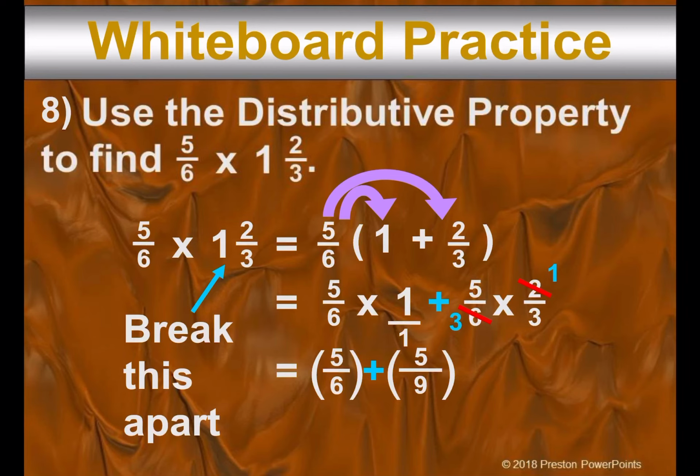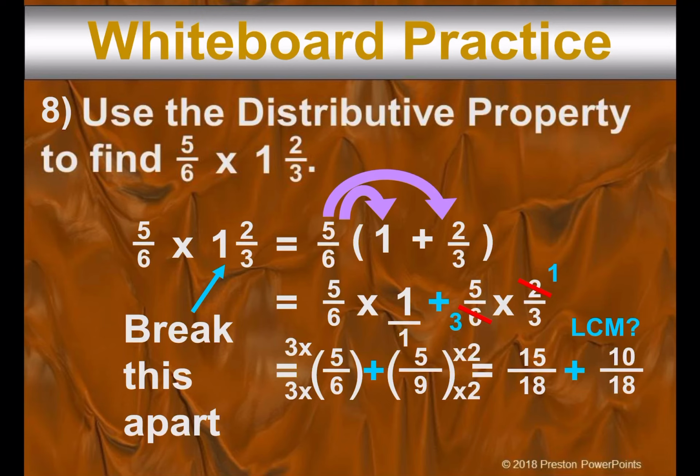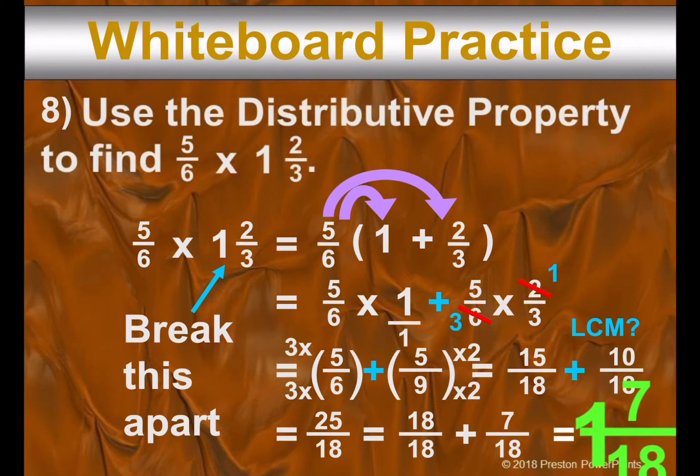Now I can add those together, but I need to get a common denominator, which they both can go into, 18. So to get 6 to 18, I multiply it by 3, so I have to do that to the top. So that would be 15 over 18. And then to get 9 to 18, I need to multiply it by 2. So whatever I do to the bottom, I do to the top, and I will get 10. So then I have 25 over 18. Then I need to see how many times does 18 go into 25, and it goes into it once, and then there's 7/18 left over, so it will be 1 and 7/18.